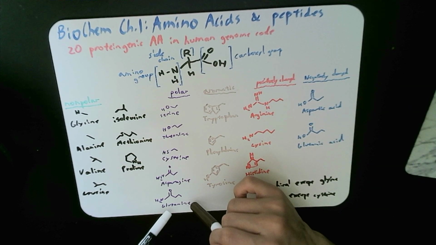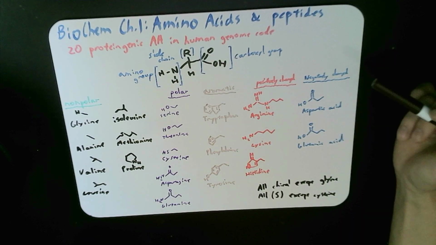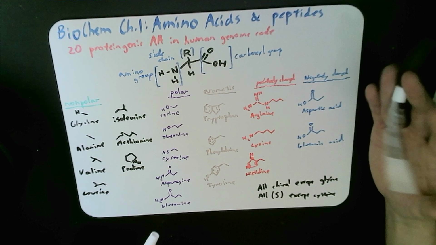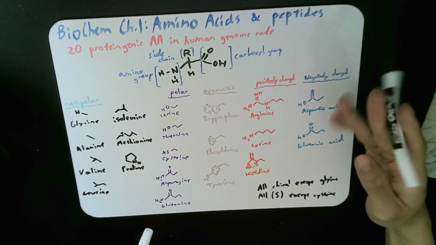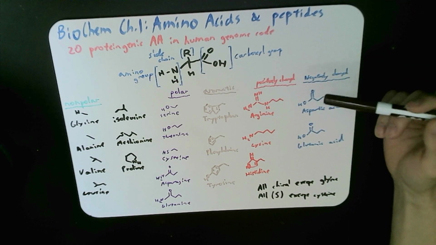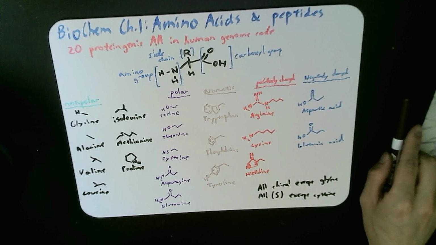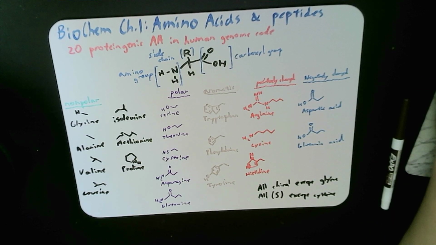Look at the amine, asparagine. Very easy to remember. Alright, so that's pretty much it for amino acids and peptides. Now moving on, I will be teaching you the positive charge and negative charge aspects and why they matter. See you in the next video.